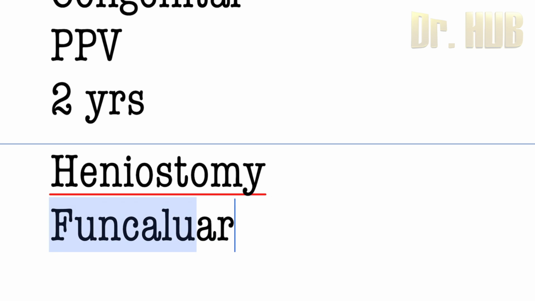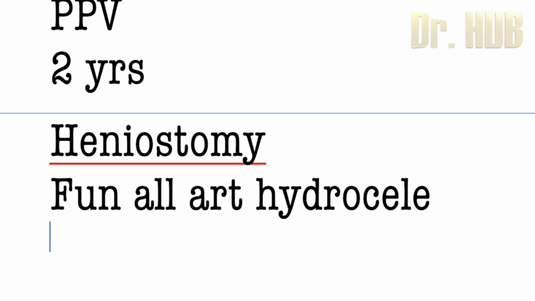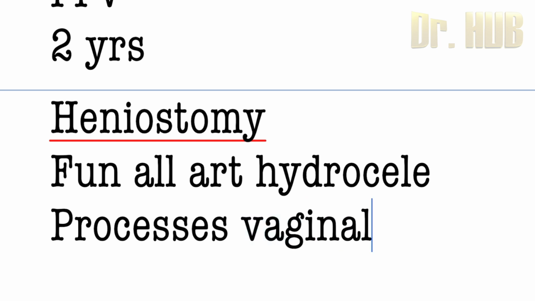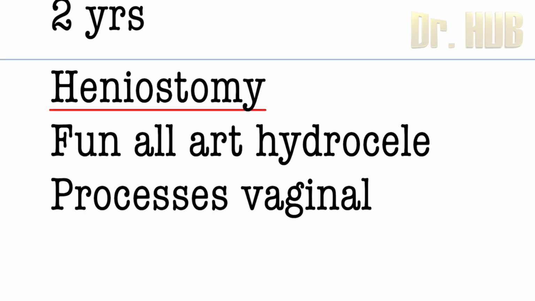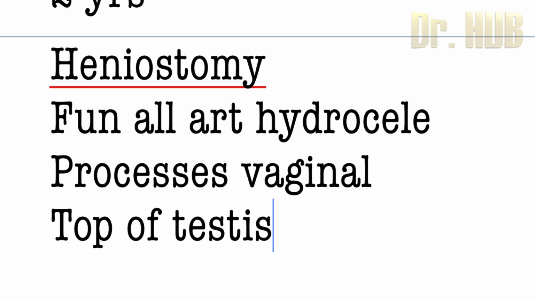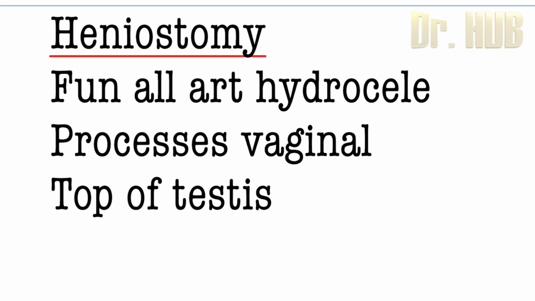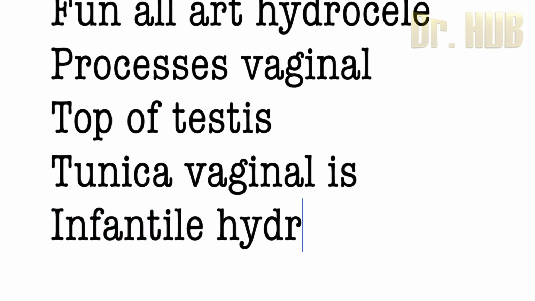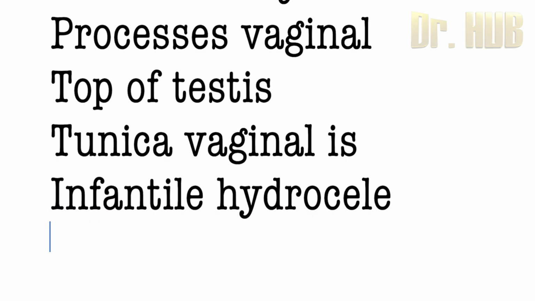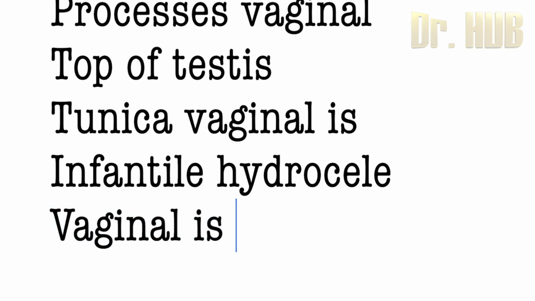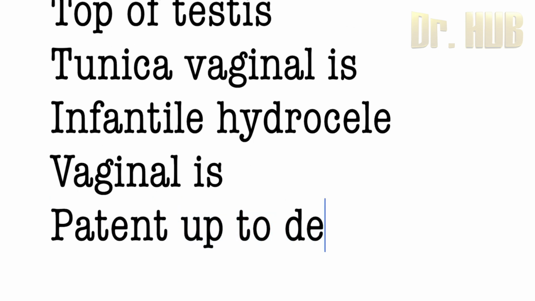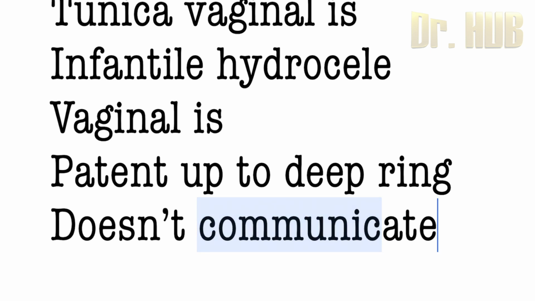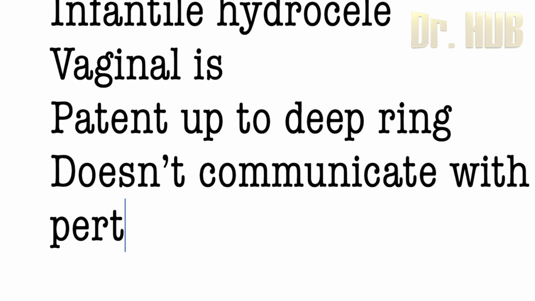There is a funicular hydrocele. The funicular hydrocele is basically the processus vaginalis. The processus vaginalis is patent up to the top of the testis, and it is shut off from the tunica vaginalis. Next is the infantile hydrocele. In the infantile hydrocele the processus vaginalis is patent up to the deep ring, but it does not communicate with the peritoneal cavity.